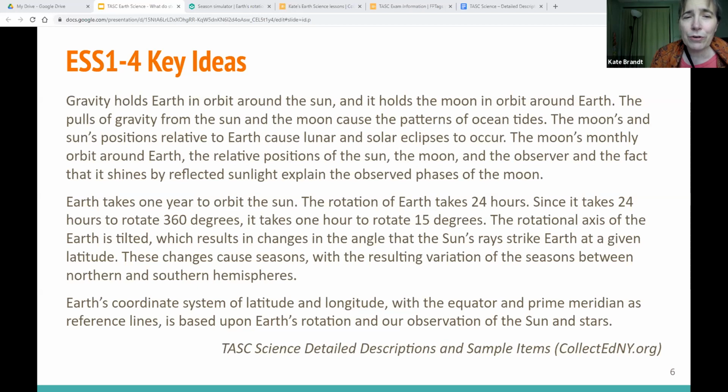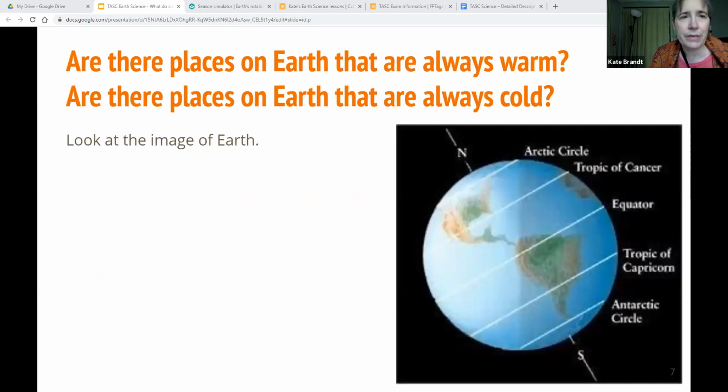And then finally, Earth's coordinate system of latitude and longitude, with the equator and prime meridian as reference lines, is based upon Earth's rotation and our observation of the sun and stars. So it's a lot, right? Yeah. So that is what we're working on in the lesson that we're going to demonstrate next. So Eric, why don't we go to the next slide?